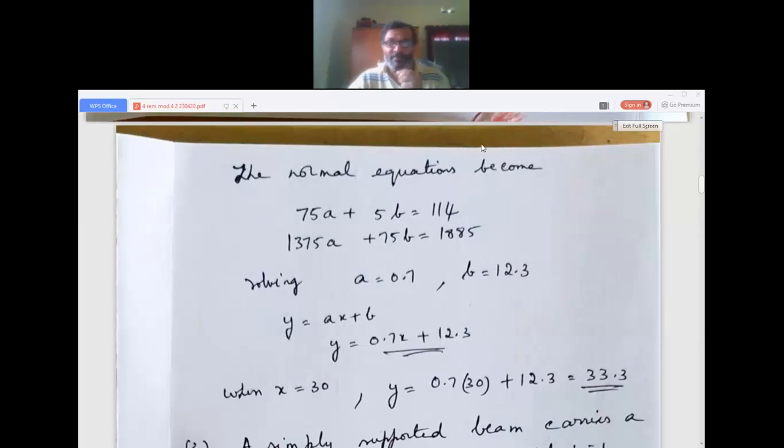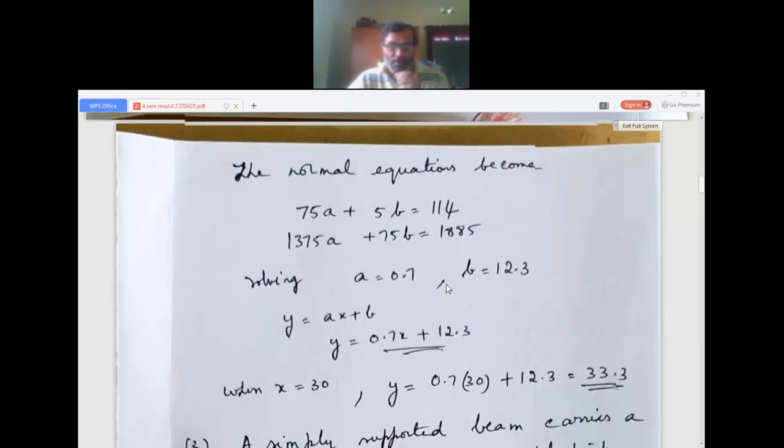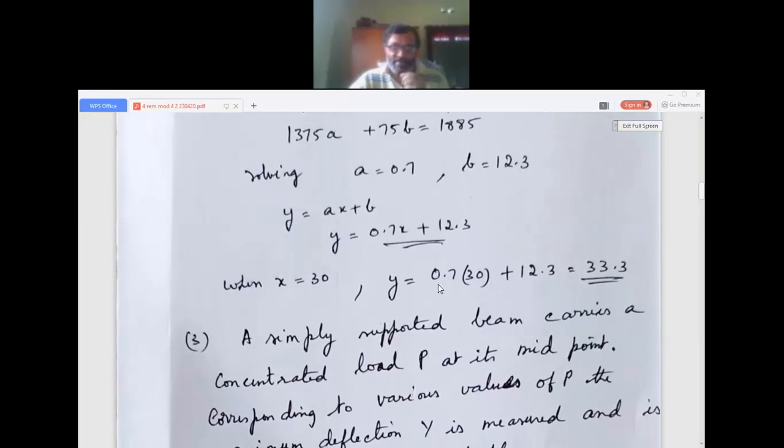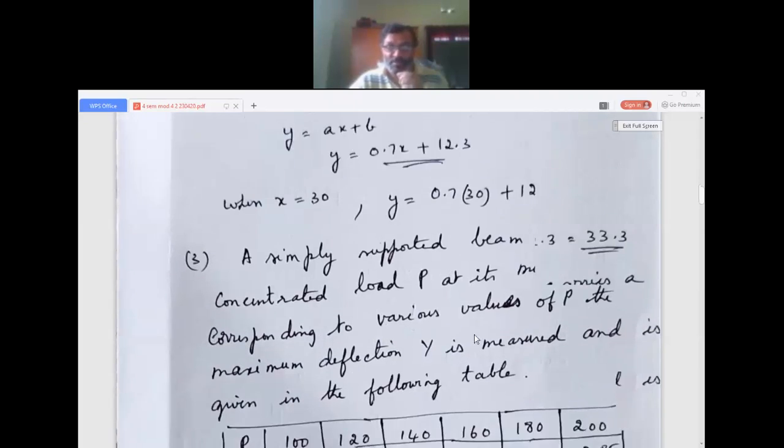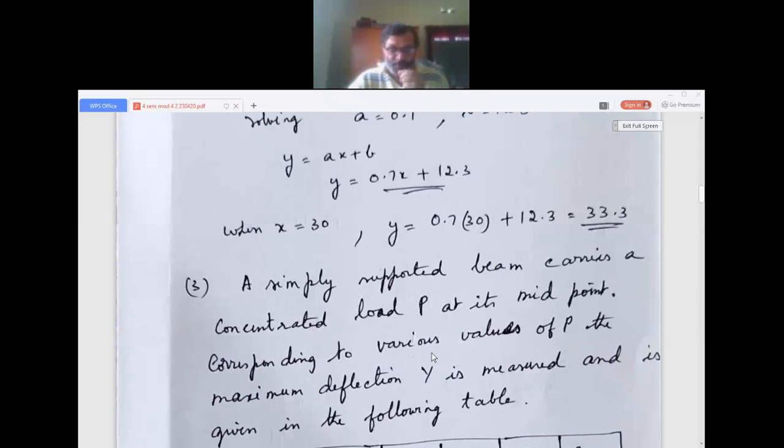Now the next question: a simply supported beam carries a concentrated load P at its midpoint. This is a question paper problem, and it might be there in the model question paper also. A simply supported beam carries a concentrated load P at its midpoint, corresponding to various values of P. The maximum deflection Y is measured and is given in the following table.